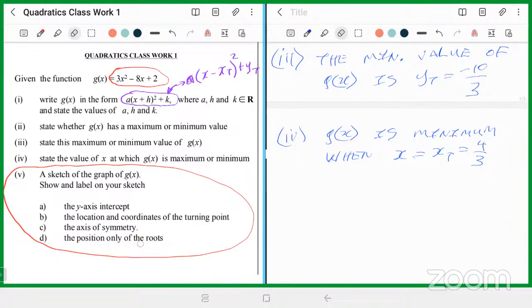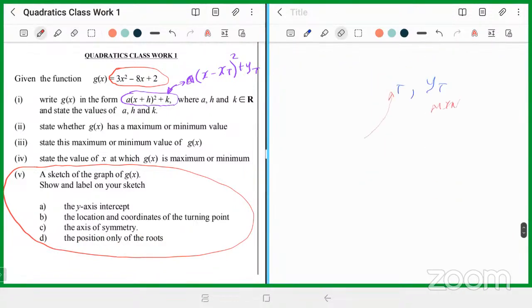All right, so they want us to do a sketch. So let's go and look at doing a sketch now. Let's talk about the sketch again one more time, one last time, slowly.